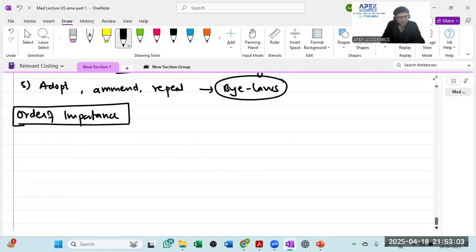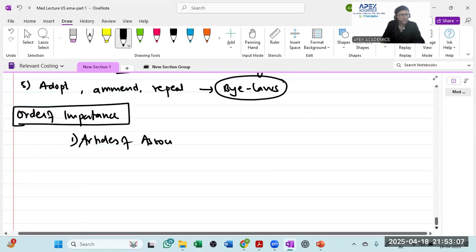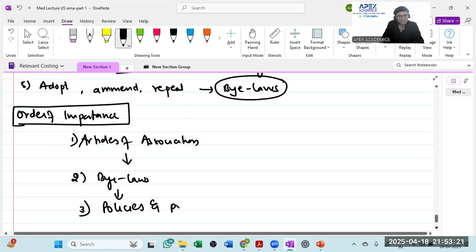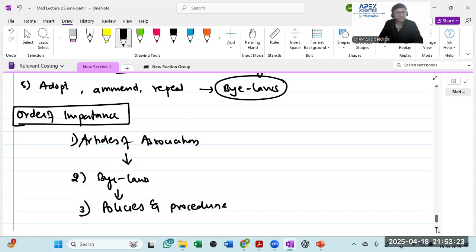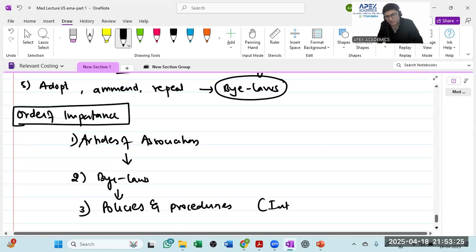Number one, articles of association are important. After the articles of association, the bylaws will come. After that, there will be the policies and the procedures. These are nothing but the internal controls. Please understand this particular concept.